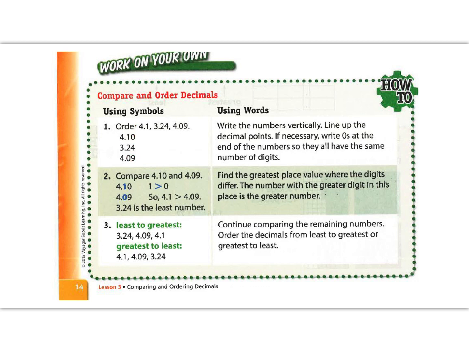the hundredths place. Then you're going to find the greatest place value where the digits differ or they're different. The number with the greater digit in this place is the greater number. So if we're comparing 4 and 10 hundredths, 4 and 9 hundredths, here we see this is the first place where they're different. 1 is greater than 0, so 4 and 1/10 is greater than 4 and 9 hundredths. And then 3 and 24 hundredths is the least number. So then least to greatest, you would put them like that. 3.24, 4.09, 4.1. Greatest to least, 4.1, 4.09, 3.24.